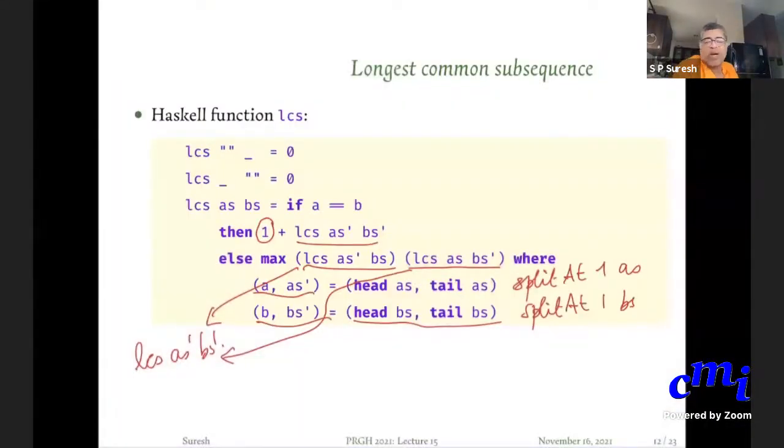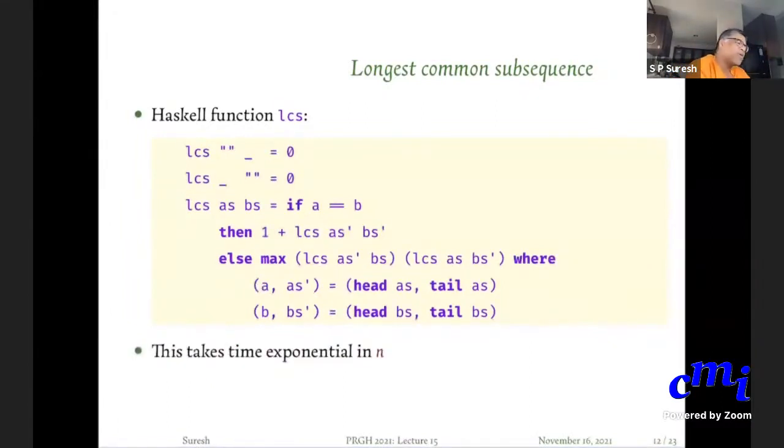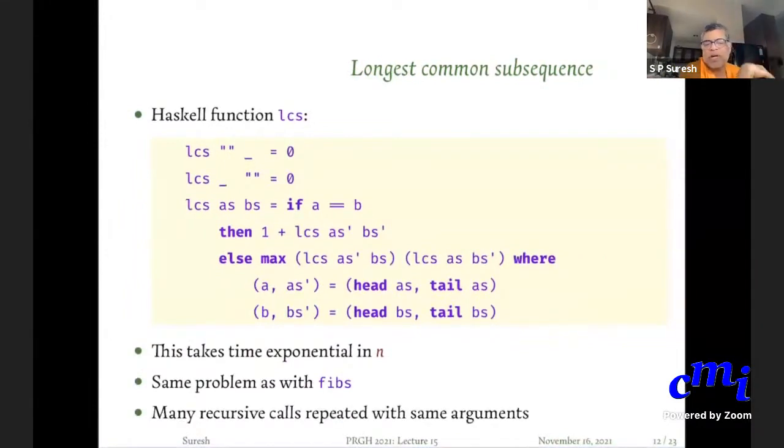Right. So instead, what I'll do is same problem as earlier. I'll try to give you a better solution for this. Okay, I'll try to see how much I'll go. The remaining we can finish on Thursday. Okay, so this takes time exponentially. Then same problem as with fibs. Multiple recursive calls repeated with the same arguments, and you are not storing the return value. You are making the calls again and again wastefully.